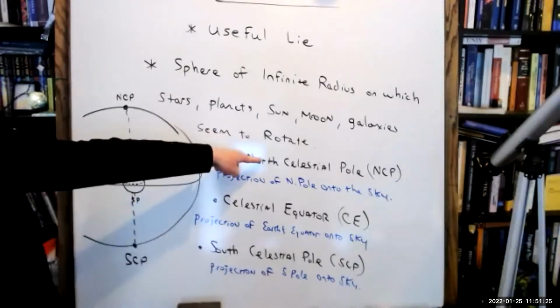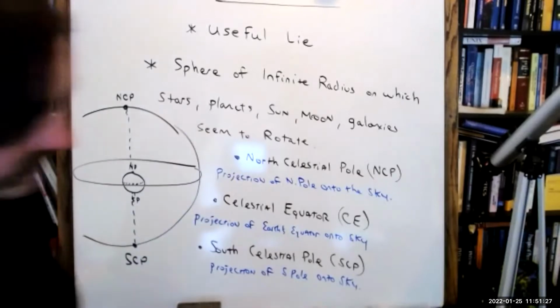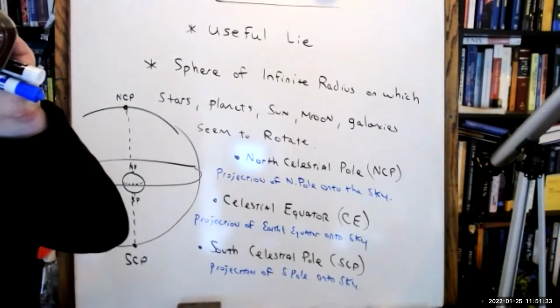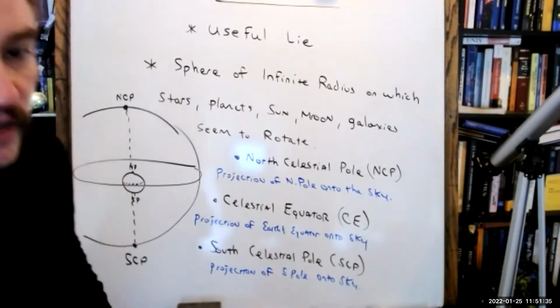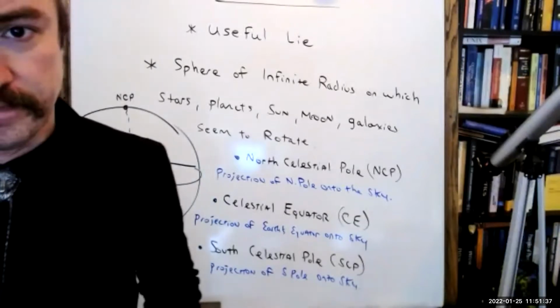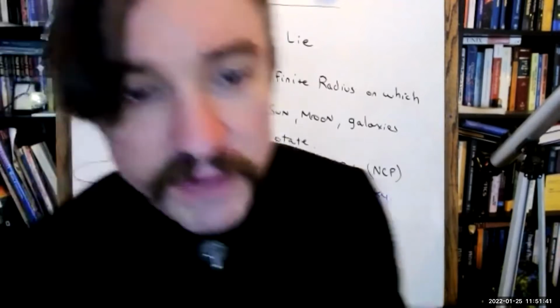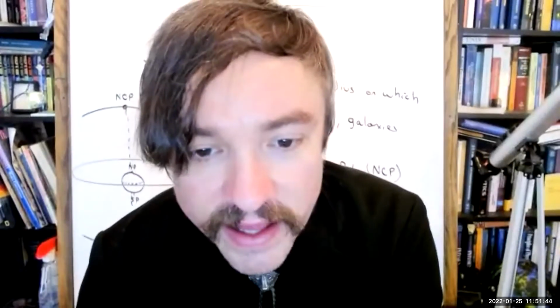Hey guys, there's a famous object located at the North Celestial Pole. Do we know what that is? It's a star. Correct. What's the name of that star? Polaris. That's right, Polaris.